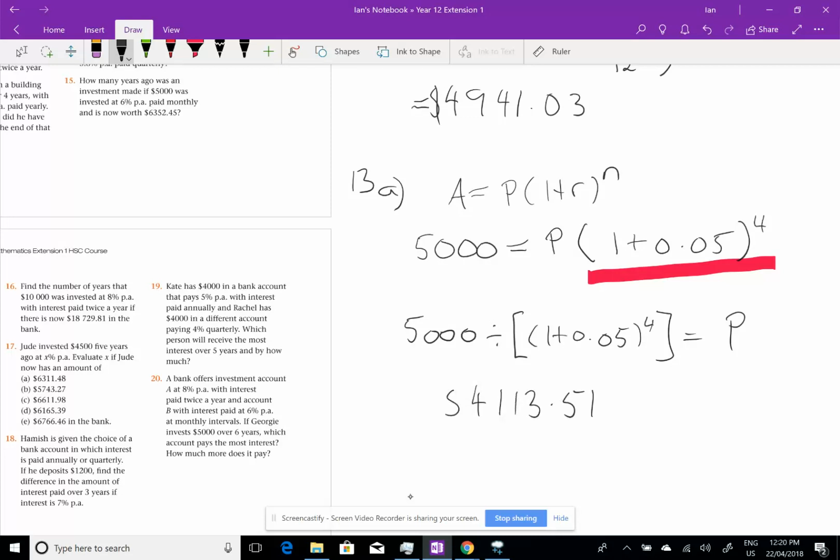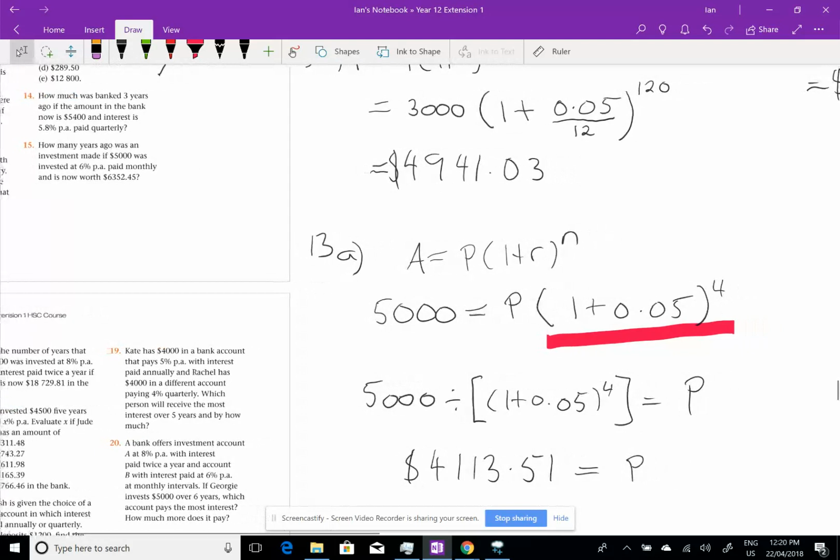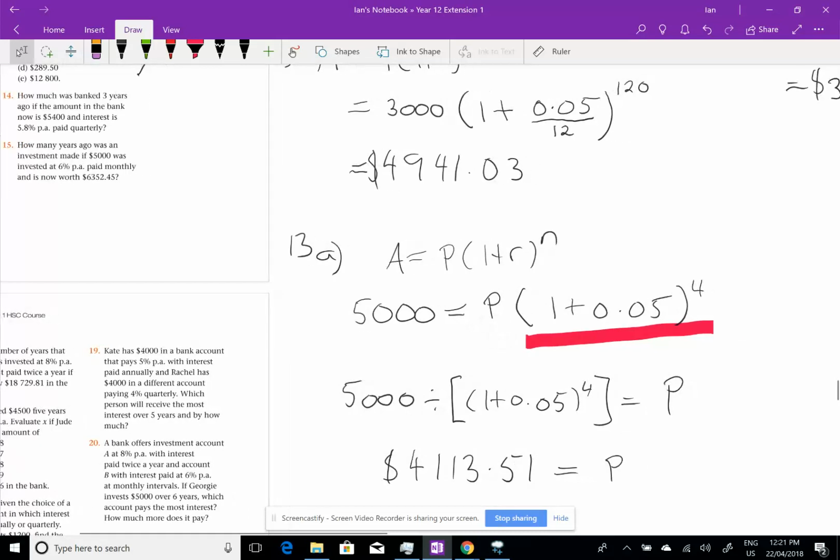$4,113.51. And I look at that and I think, well, that sounds right. About $4,000, 4 years, I should earn close to $1,000. Well, let's have a look at 14. How much was banked 3 years ago if the amount in the bank is $5,400 and interest is 5.8% and it's quarterly? I'd like you to go away and have a go at that if you've just been watching this video, and then come back and see if you didn't get it right, what you may have done wrong.